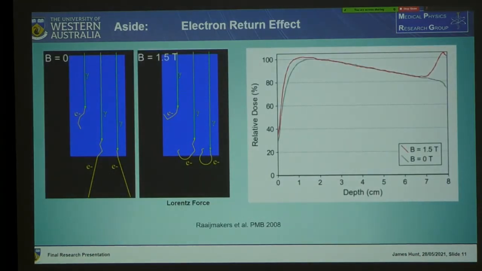So I mentioned electron return effect. It's just interesting, reminding me of undergrad physics. As X-rays pass through a patient or a phantom, if they're converted to electrons, those electrons might leave if they're near the edge of the patient, and then they just continue in a straight line if there's no magnetic field. When there's a magnetic field, and especially a strong one, those electrons are caused to spiral by the Lorentz force and can re-enter the patient. So you can see here the gray line is a typical dose distribution you would expect. But with a 1.5 Tesla magnetic field, as we have in an Elekta Unity, there's a much higher exit dose.